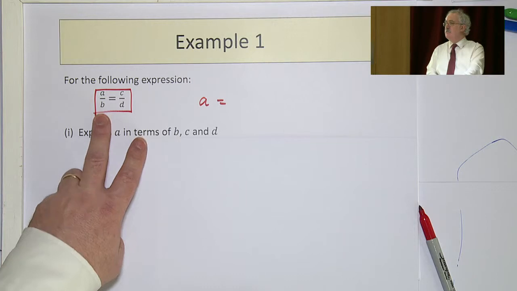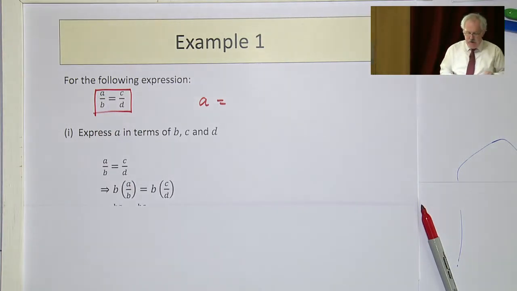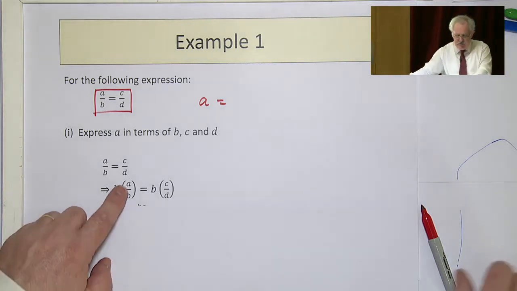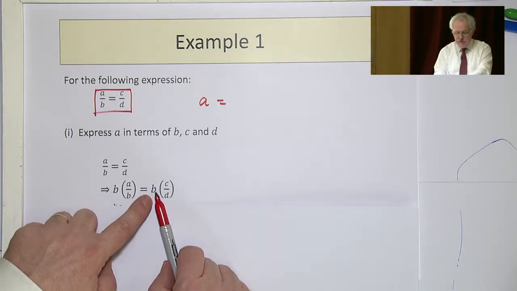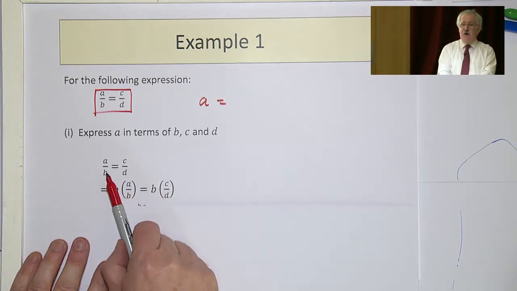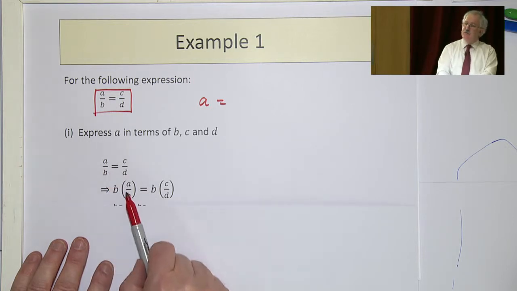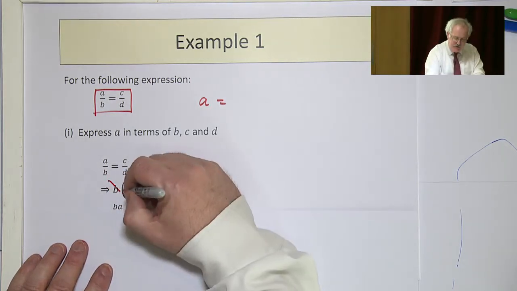Is that okay? So what I do here is I say A over B is C over D, and if I take B times the left-hand side, it's B times the right-hand side. Why would I take B? Because it was on the bottom, it was a divider, I didn't like it. Why would I multiply? Because I was dividing. And that B should cancel.